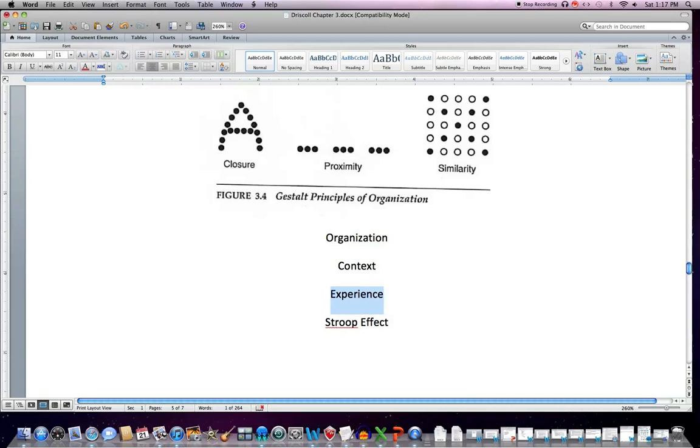Past experience, prior learning always helps you to fill in the gaps on things. And one particular example of this is called the Stroop effect. And we're going to talk about that in the next video because I went a little bit long.